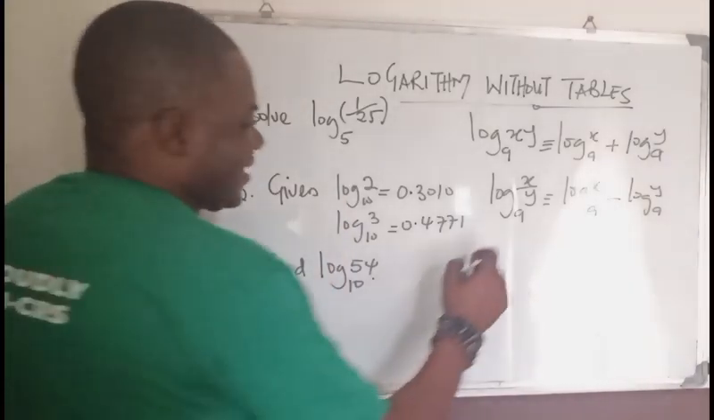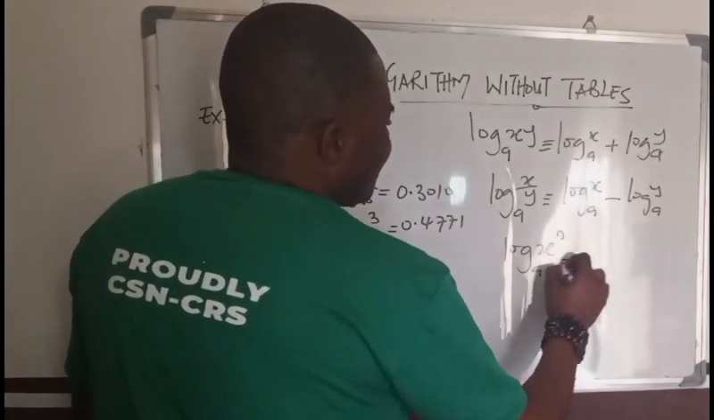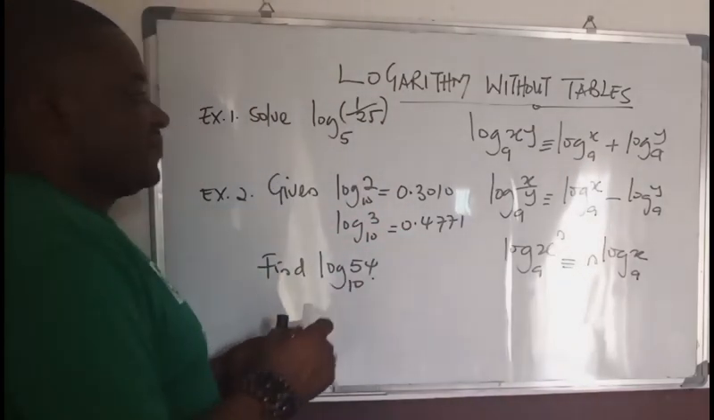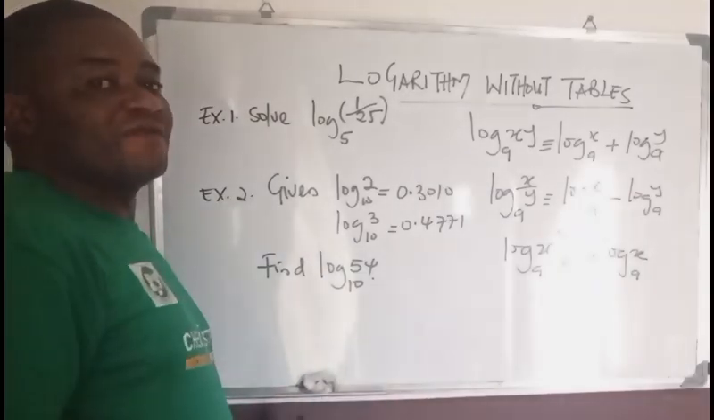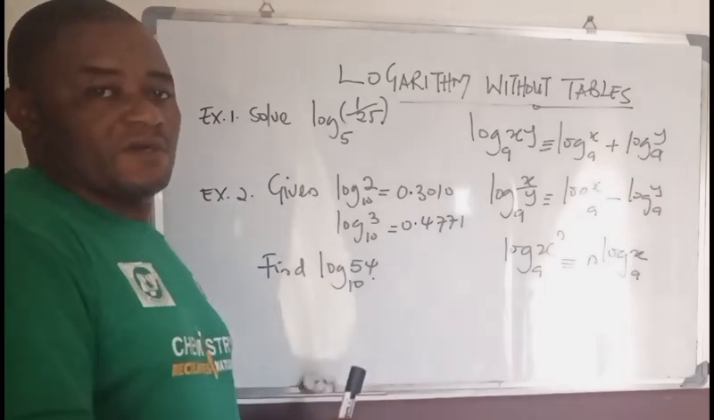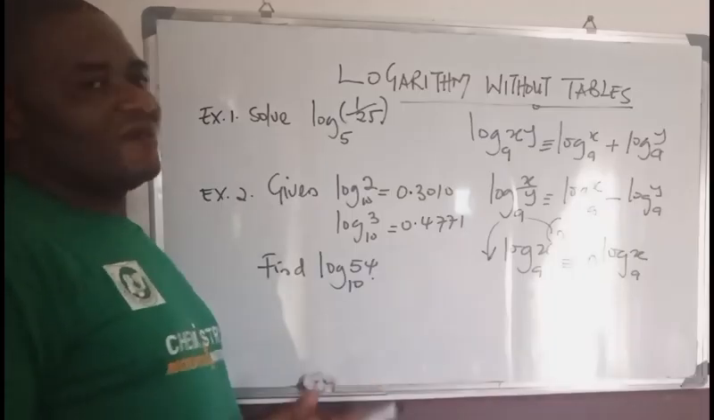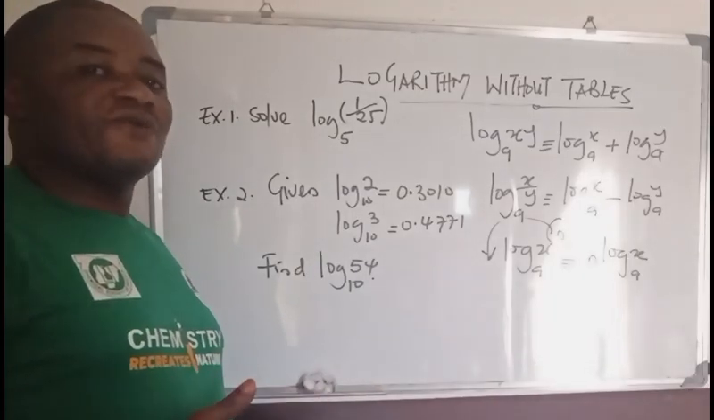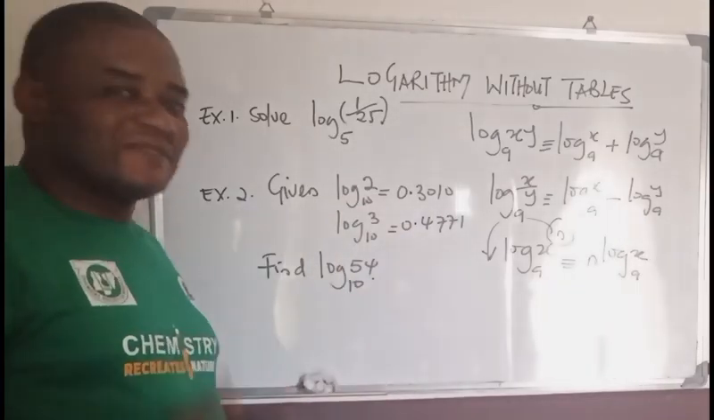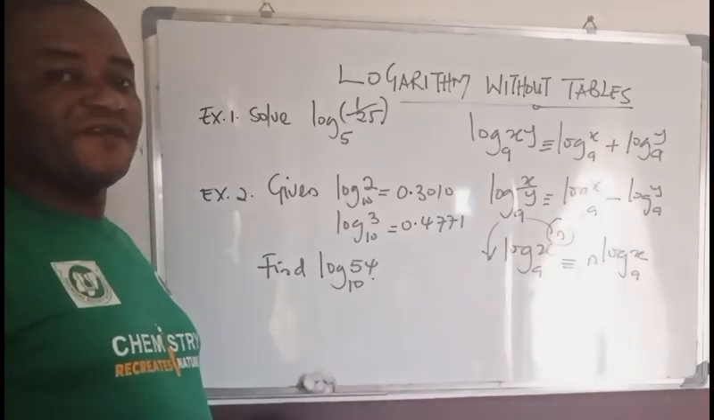Now, another law is that where you have log of x raised to the power n base a, it can be rewritten as n times the log of x base a. That means that where you have an exponent on an argument, that exponent should be brought to the front of the log. These are things that you must allow yourself to understand before you can be able to solve logarithms without tables. You can go on and on with all these laws that you have here.